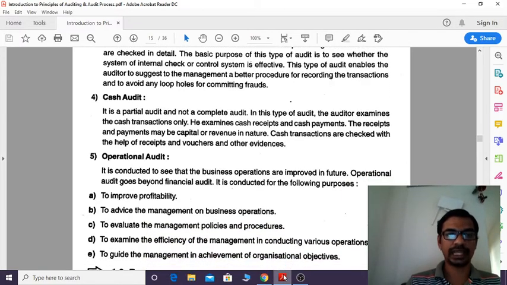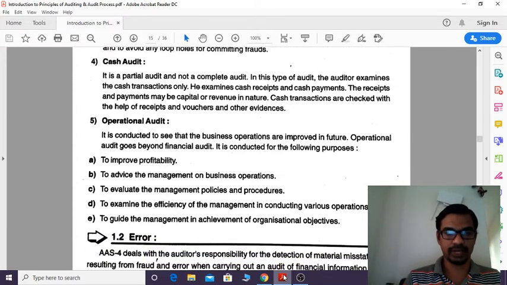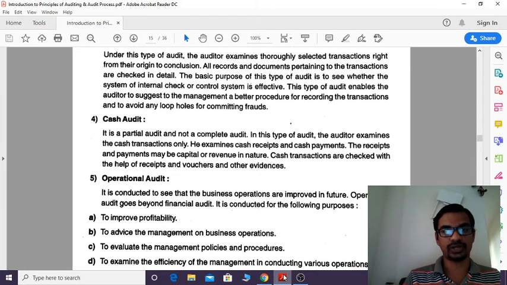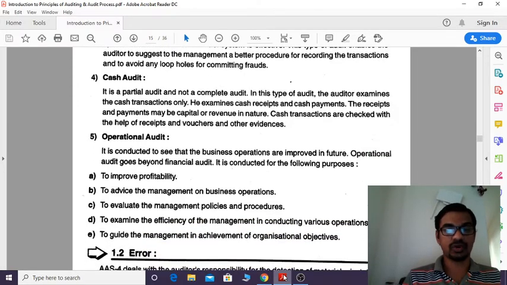The next one is the cash audit. It is a partial audit and not a complete audit. In this type of audit, the auditor examines the cash transactions only and verifies what the cash receipts and cash payments are. And the last one is the operational audit. It is conducted to see that business operations are improved in future. It is a review of the operational activities of the business organization. So this kind of audit is called the operational audit. Okay. So in this way, we have covered the various types of audit.